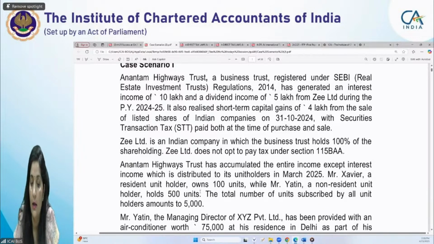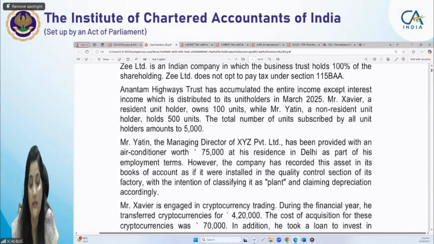So here another piece of information is given regarding that business trust, that it had accumulated the entire income except interest income, which is distributed to its unit holders in March 2025. Mr. Xavier, a resident unit holder, owns 100 units while Mr. Yatin, a non-resident unit holder, holds 500 units. The total number of units is given as 5,000, and Mr. Yatin, the non-resident holder, is the managing director of XYZ Private Limited, and has been provided with an air conditioner worth 75,000 at his residence in Delhi as part of his employment terms.